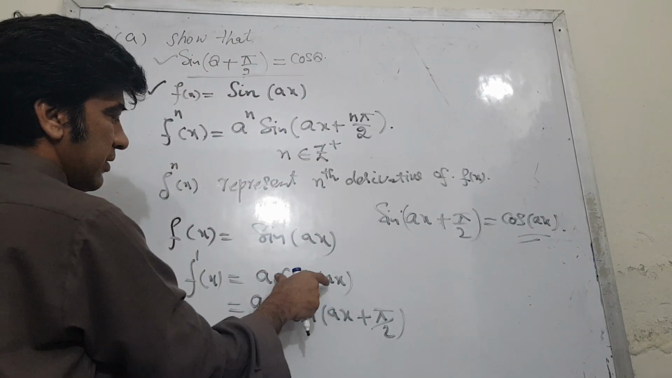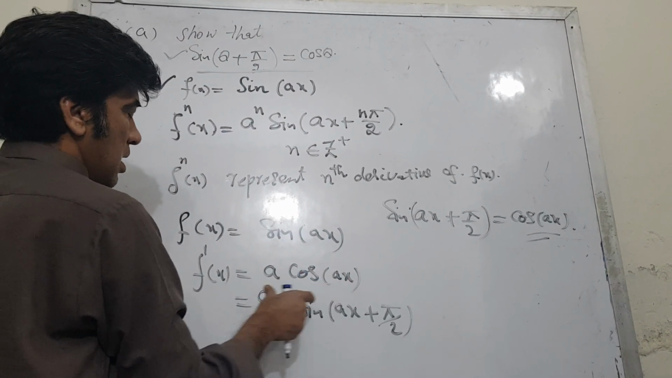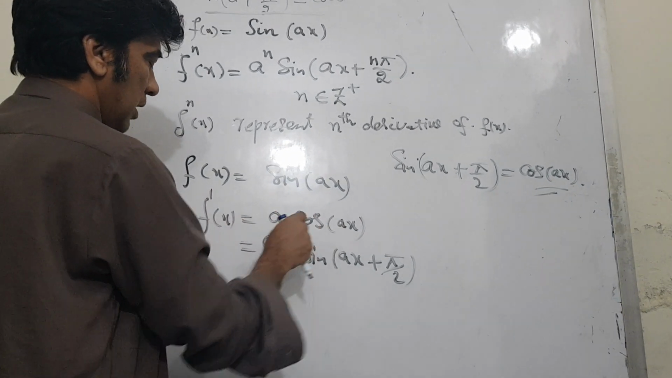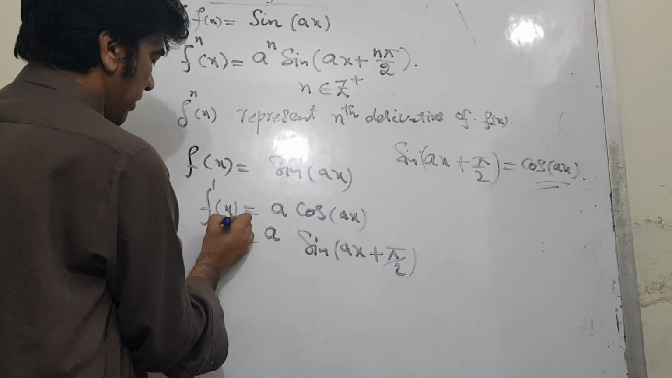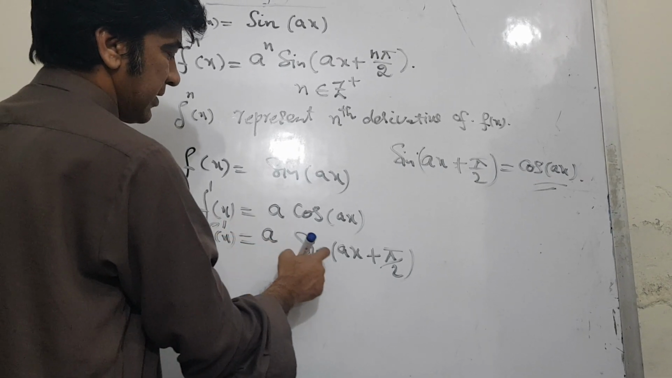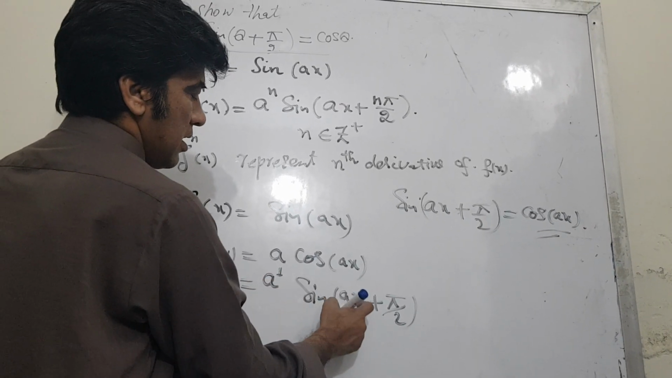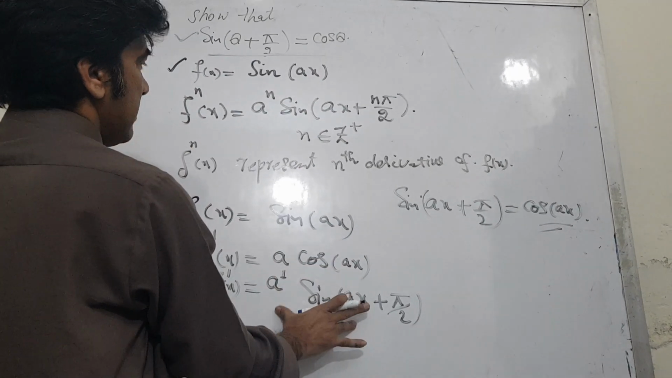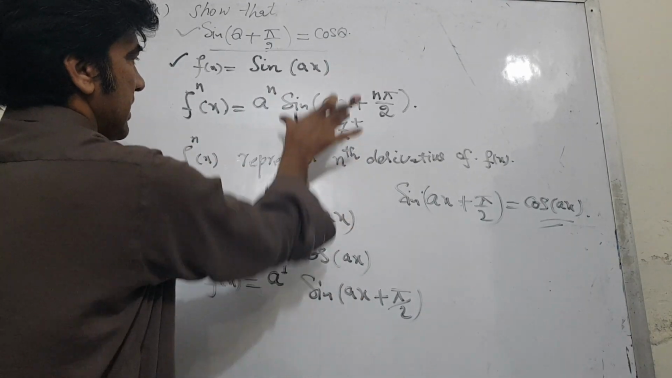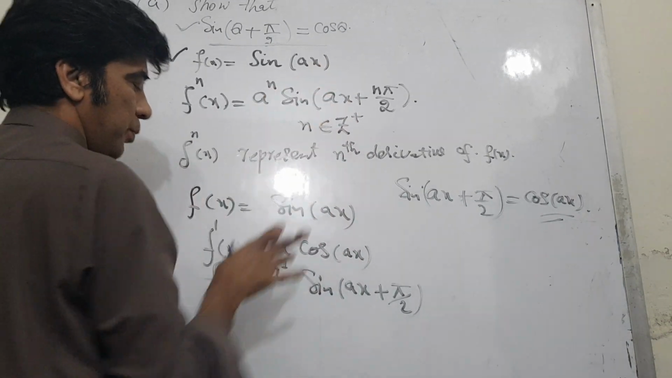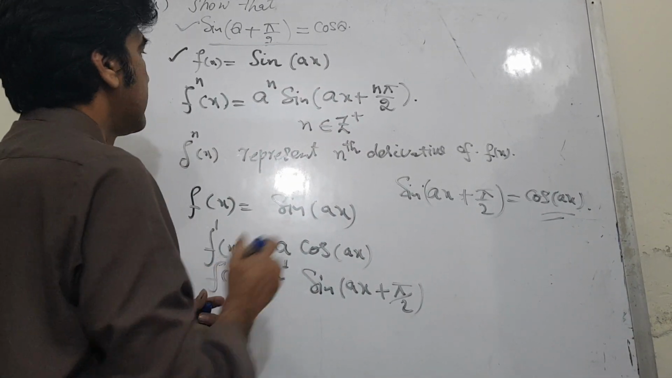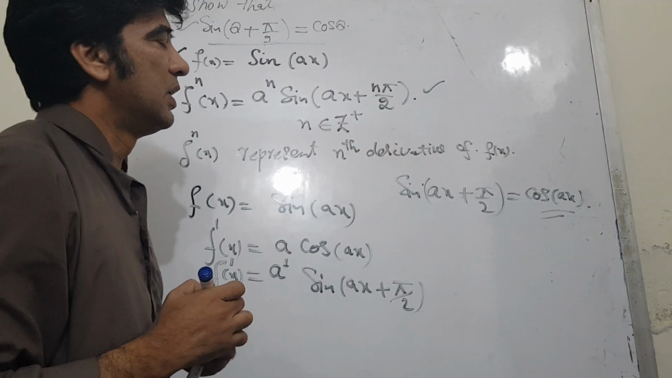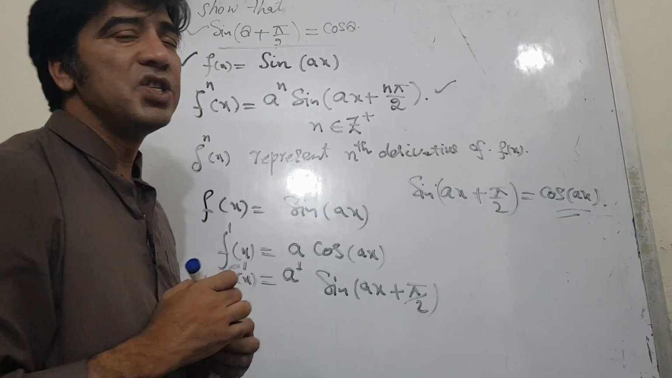So this first derivative of f(x) can be written as f_1(x) is equal to a sine(ax plus pi over 2). And you can now see this and this are absolutely the same. So this way you proved that this formula which he has given you is true for n equal to 1.